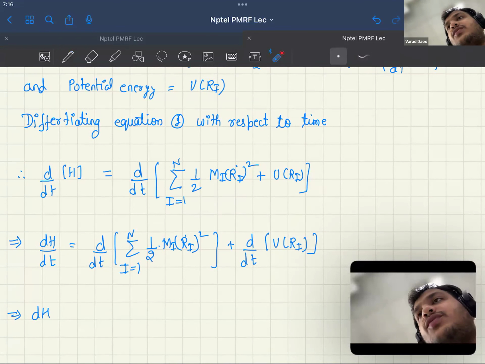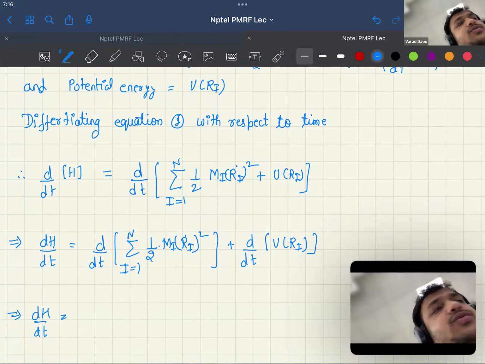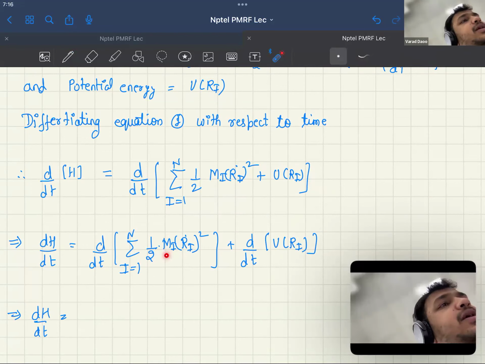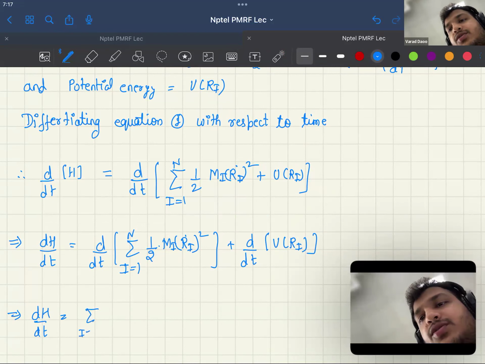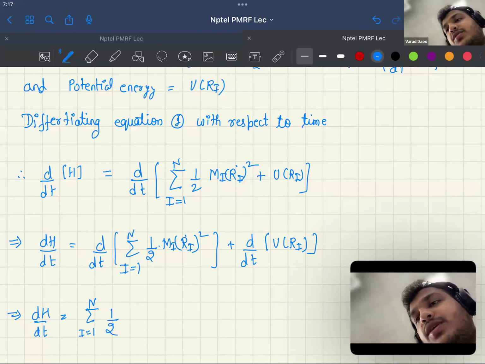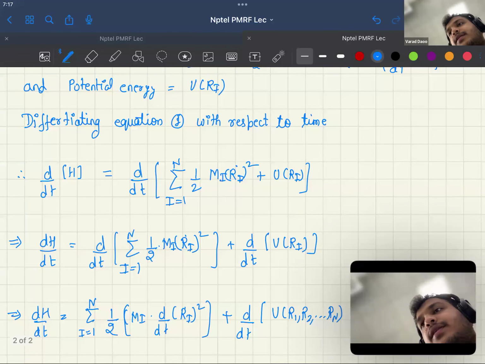Now here we see that the mass of the particles is going to remain constant. Let us first write that dH by dt is equal to, so the mass of the particle remains constant, so this is going to be mi. Summation i equals 1 to n of half of, so its derivative dmi by dt is going to be 0, right? So it is going to be mi into d by dt of ri dot square plus d by dt of U of r1, r2, up to rn.